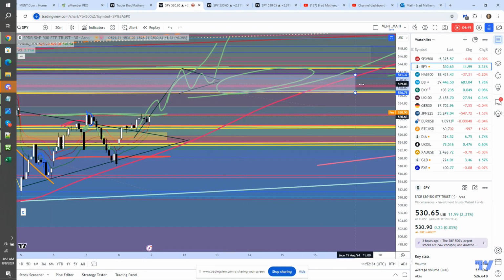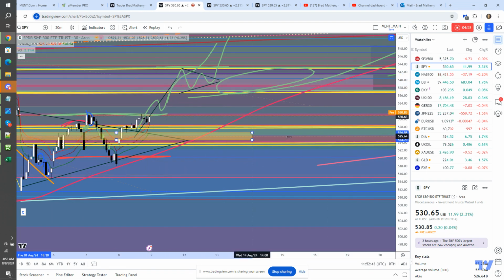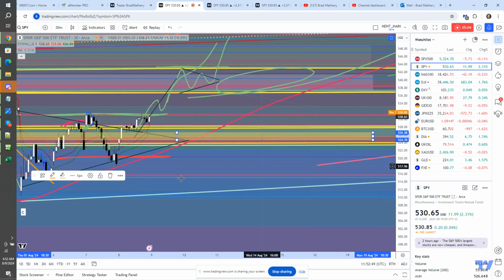I still believe the markets have a capacity to move dramatically higher. And when I say dramatically higher, I'm talking about 600, 700, 800 on the SPY, which is a ways away. You'll all agree that that's a big rally. But we have to get through this area first.